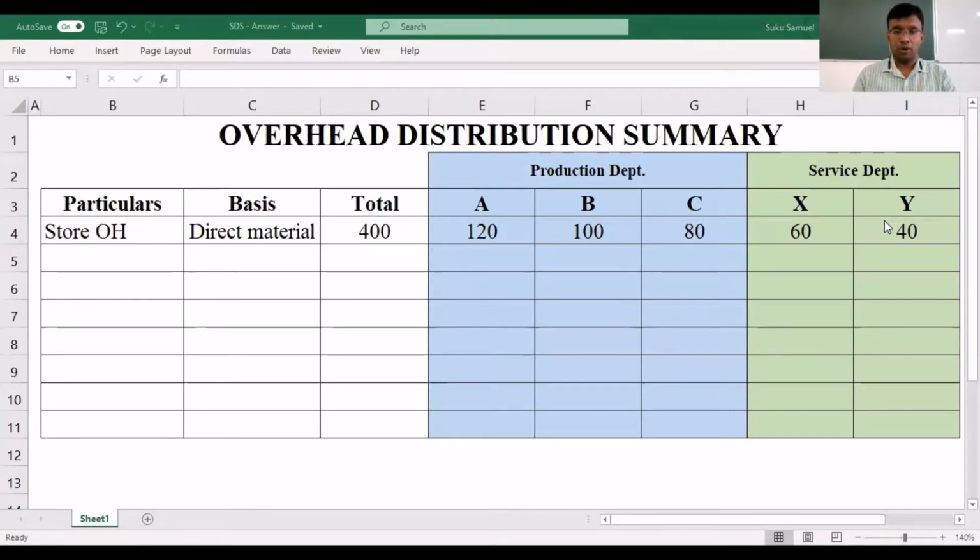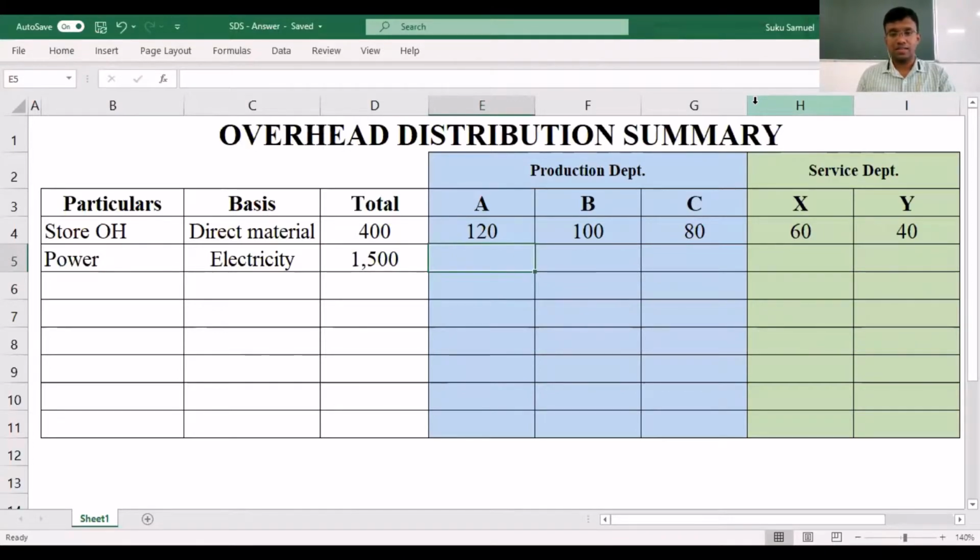The next one is power. Okay, the next item is power. So what do you think would be the basis for power? Any thoughts? I would be happy if some students from the class would also participate. The basis for apportioning power would be electricity, because here electricity is given to us in terms of kilowatt per hour. So here you would be reapportioning it based on electricity, and the total power expense is 1500.